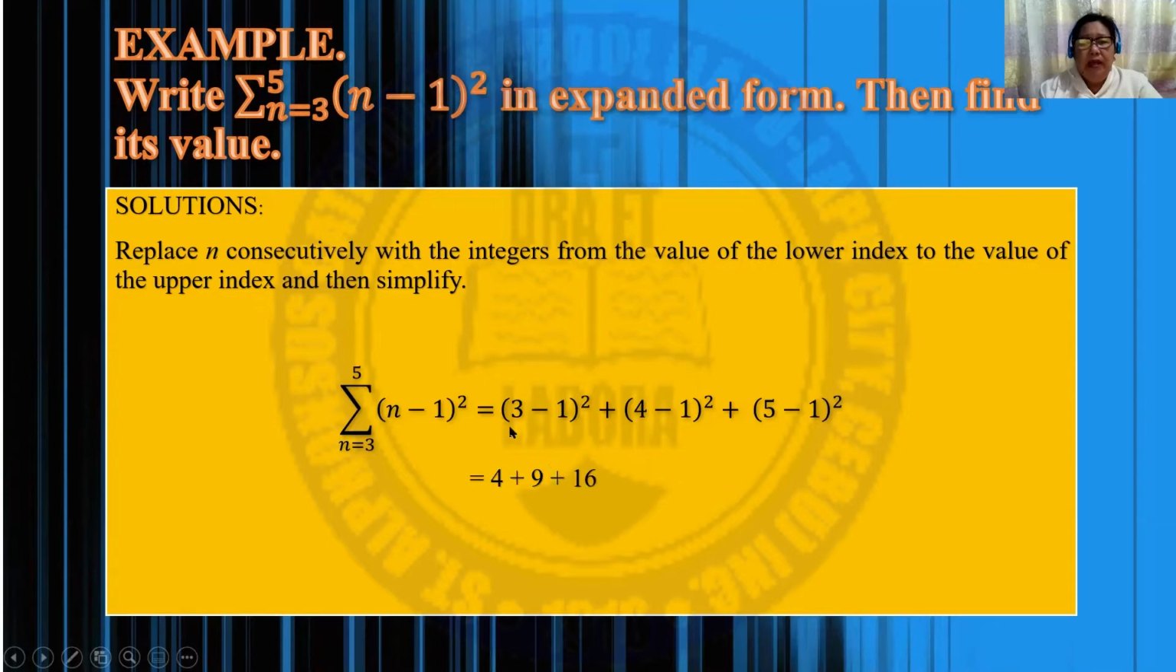Then simplify. 3 minus 1 is 2, you square it, 4. 4 minus 1 is 3, square it, 9. 5 minus 1 is 4, square it, 16. Which will give you a total of 29.